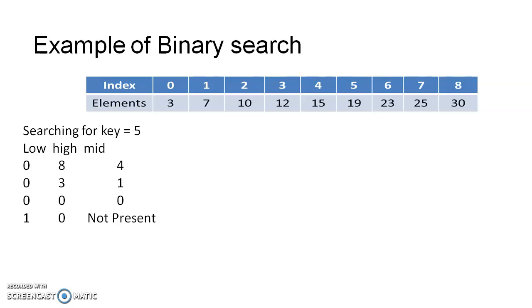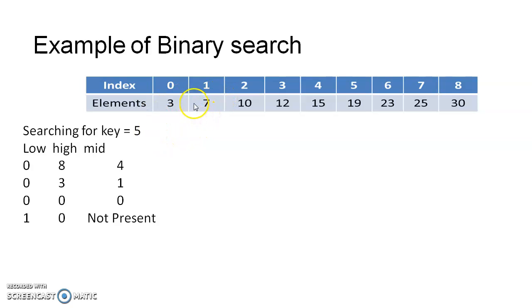Now let's have an example for an unsuccessful search. Let's observe that we are searching for the element 5 in this sorted list of elements. The first comparison will be with the element at the middle position, that is 15. 15 will be compared with 5, but 5 is less than 15. So the left list will be searched. The right list will be discarded from the search. As the left list will be searched, the high end will be modified. Low will remain 0 and high will become mid minus 1, that is 3. So the mid position comes as 1.